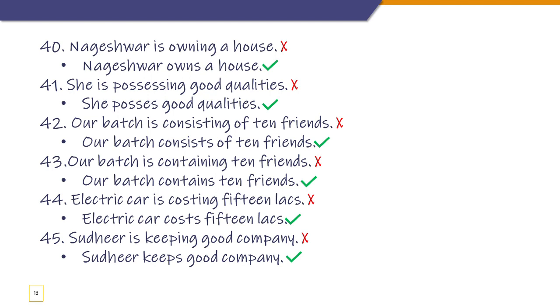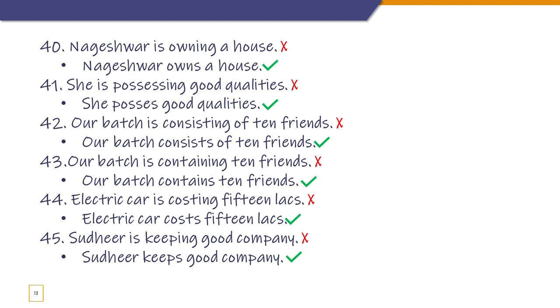Okay, our batch is consisting of 10 friends. Okay, that's again wrong. Consist is to be present, to have in it. So our batch consists of 10 friends is more appropriate. The same thing goes for contain. You can't say is containing. You say our batch contains 10 friends, right?